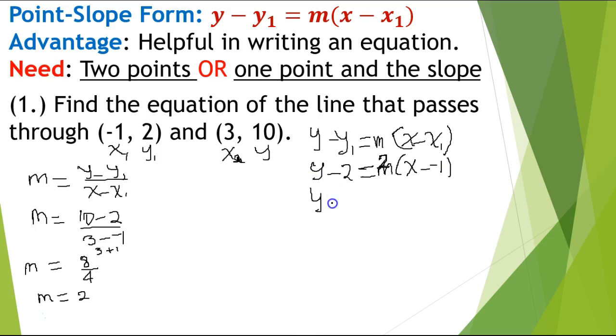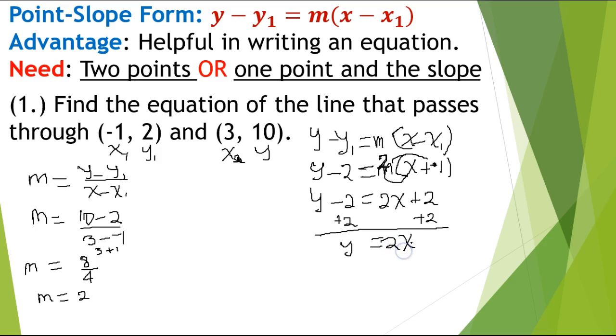Okay, so simplify. Keep the left side. We distribute: 2 times x is 2x. And by the way, this becomes plus, so 2 times 1 is 2, plus 2. So what else can we simplify? We can add 2 to both sides to solve for y. So y equals 2x plus 4. Okay, and that's the equation.